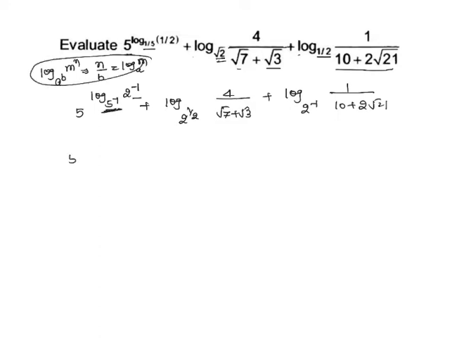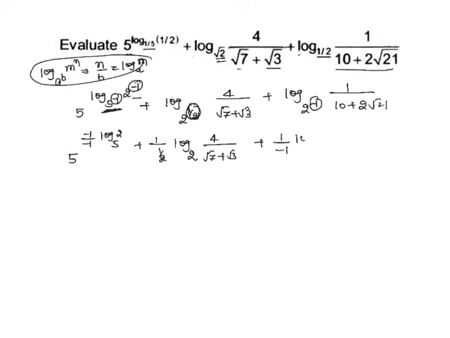So what will come in this one? 5 log 2 base 5, this will come minus 1 and this also minus 1. So this will come minus 1 divided by minus 1 log 2 base 5, plus this again will come in terms of denominator. So 1 upon power is what? 1 by 2. So this will come 1 divided by 2 log 4 divided by root 7 plus root 3 and this base becomes 2, plus here also the power is what? Minus 1. So this will come 1 upon minus 1. So this will come log base 2, we will write 1 divided by 10 plus 2 root 21.